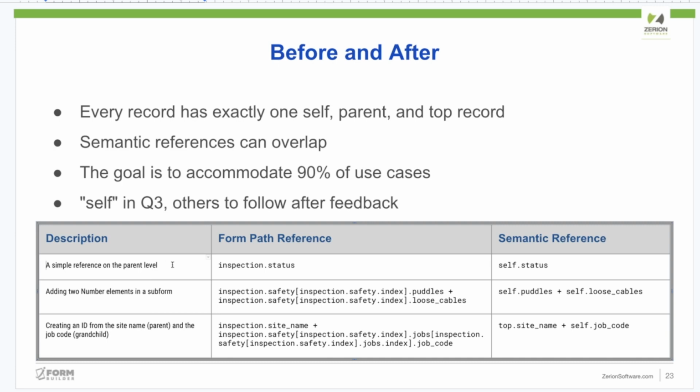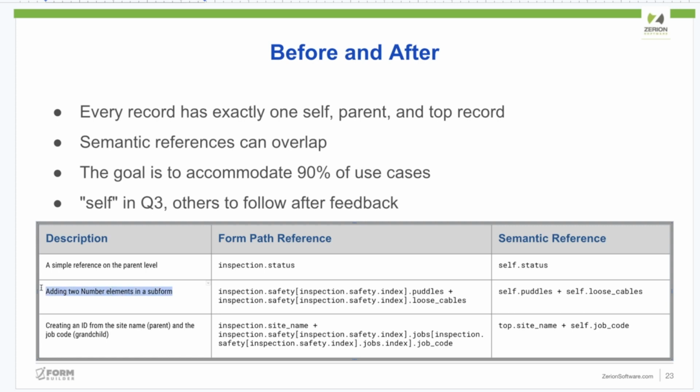We'll start with a simple reference on the parent level. If we use the full path, in this case our form's name is inspection, we say inspection.status. This can work great for that single form, but as soon as we duplicate the form with a new name, this doesn't work anymore. So what we can do is change this to say self.status. Now, if I duplicate this form, make a copy of it, it will work in that copy.